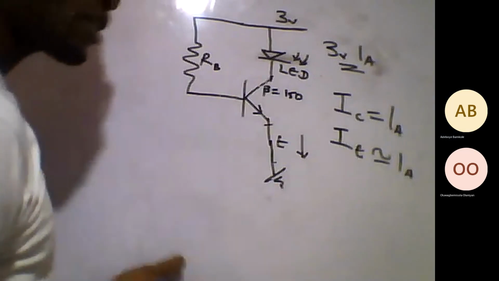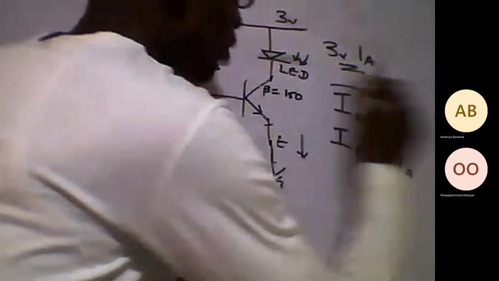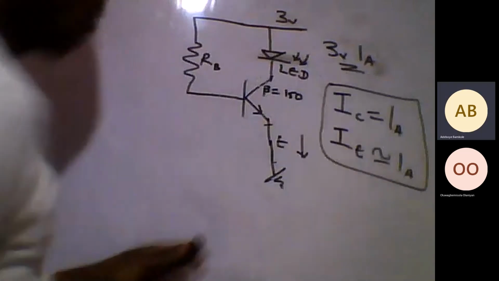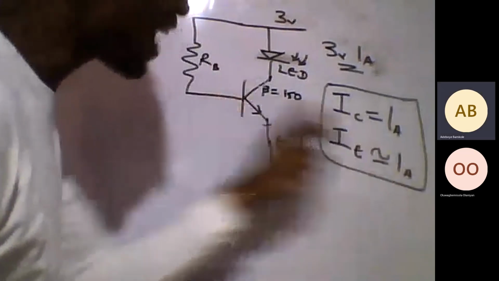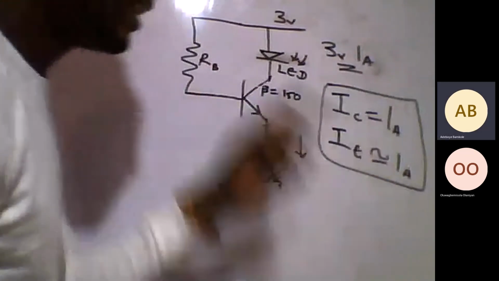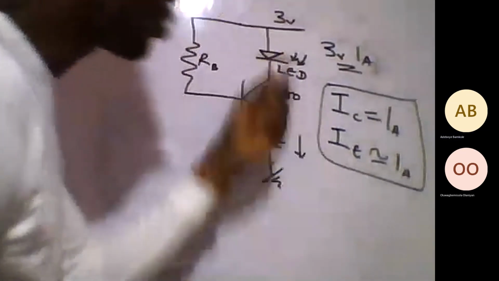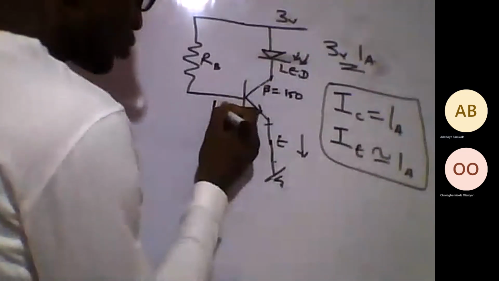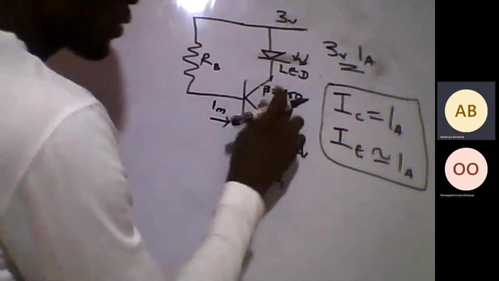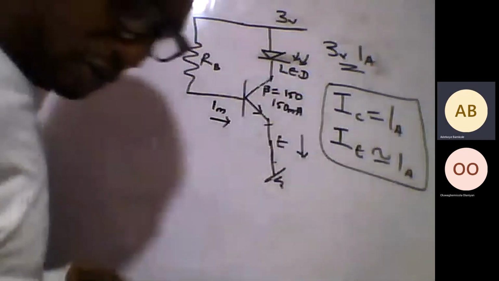So the question now is, are we sure this is going to happen? On what condition would this happen? It's on the condition that RB, the IB, the current flowing to the base allows this. Remember, IC is an amplification of IB. If IB is too low, no matter how you amplify it, it will not suffice. Like our other example, if I allow 1 milliamp to go in here, what are we going to have at the output? 150 milliamp. Yes, sir.